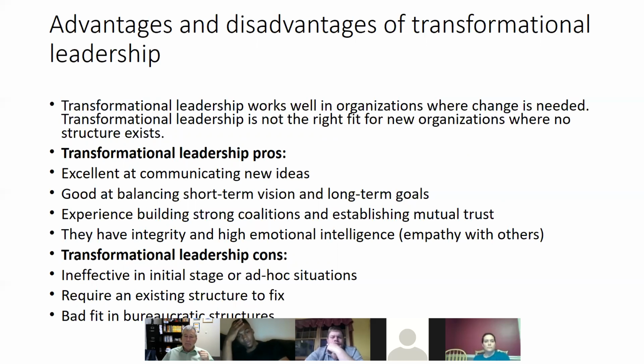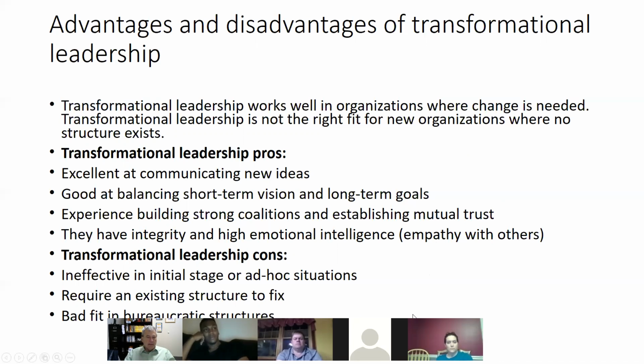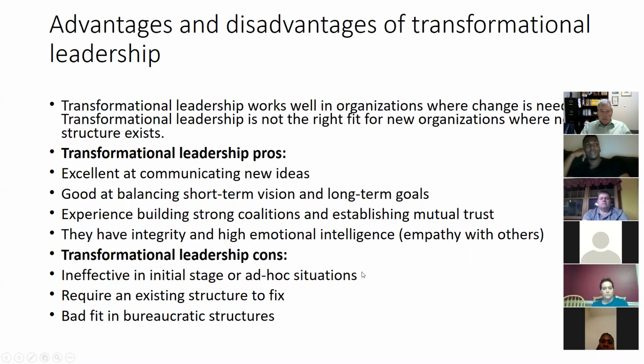They're very good at balancing the short-term vision with the long-term goals. They build coalitions. That's a need, that they have to have those coalitions, and they establish that mutual trust. And they obviously have great integrity. So here's some of the things that do not work well.